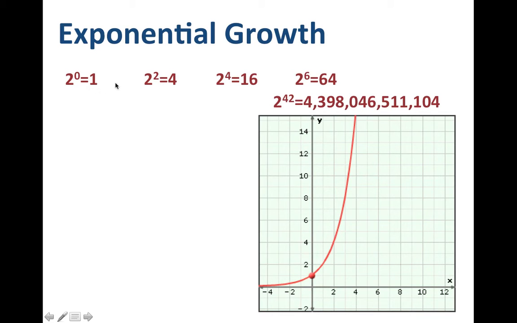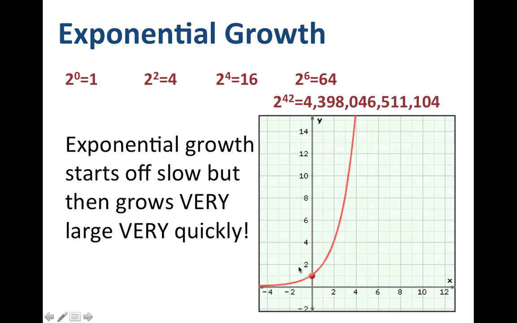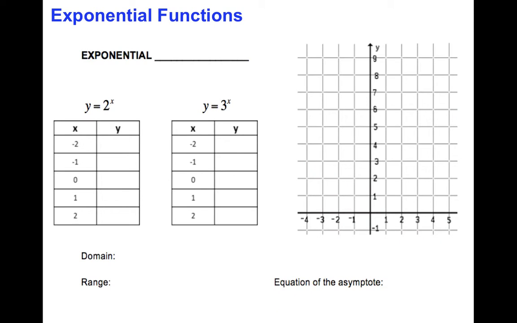And we looked at 2 to some variable power, and you can see that value varies and you get different values. As you vary the value of x, the result rises very quickly. That's called exponential growth. So exponential growth starts off slow, then grows very, very quickly. Every exponential function will look like that. So let's take a look.